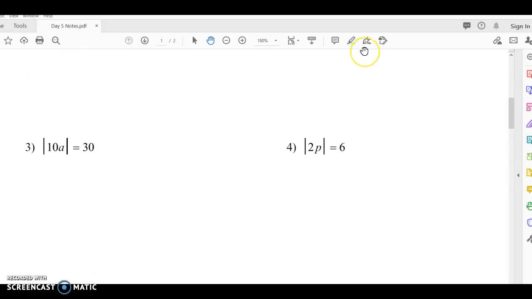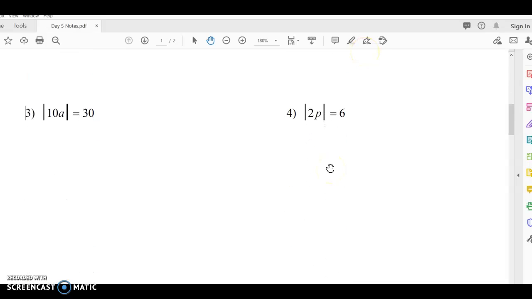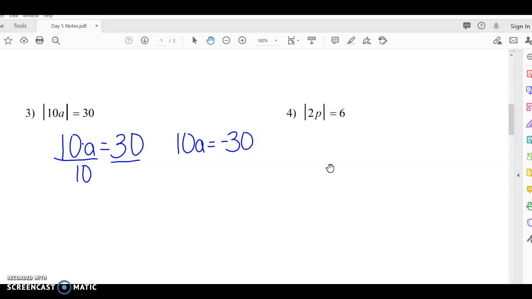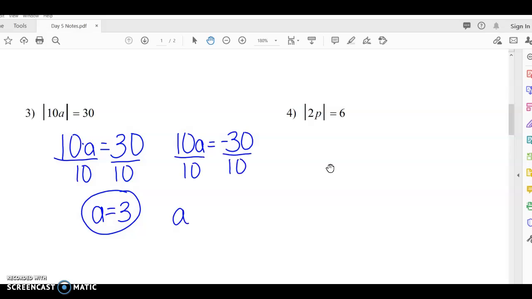So let's see here on number 3, we have absolute value bars. So to get rid of them, you would solve the positive and negative. So we have 10a equals positive 30, and then we'll do 10a equals negative 30. So to get rid of a multiply by 10, we divide by 10. So 30 divided by 10 gives us our first answer of 3. And then negative 30 divided by 10 gives us our second answer of negative 3.